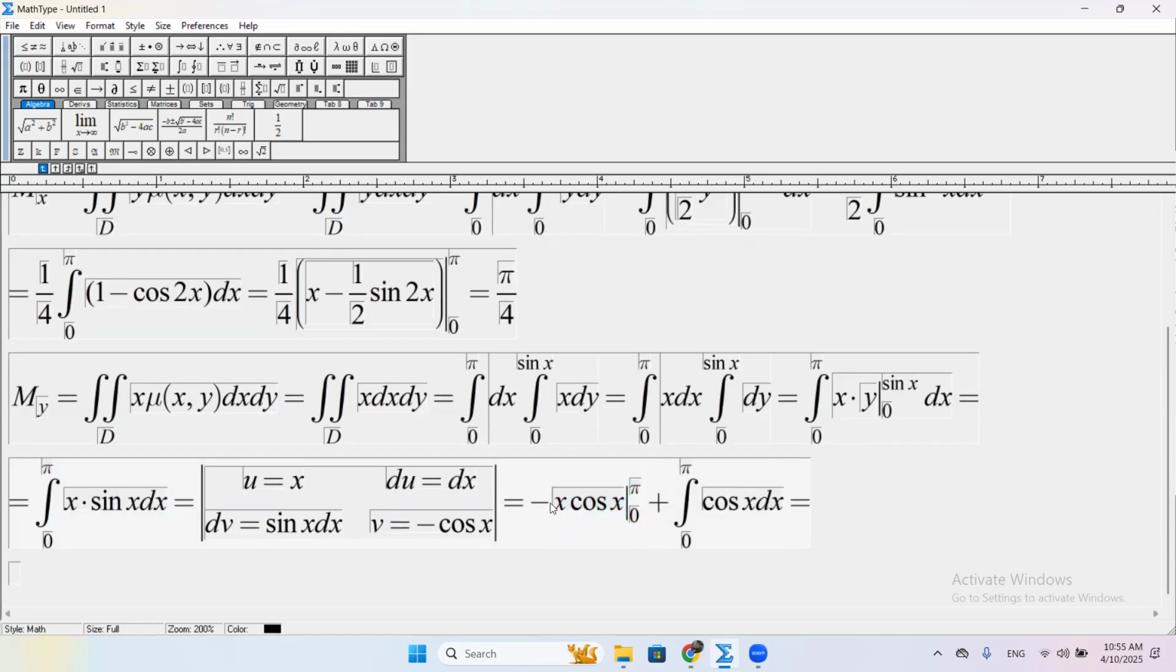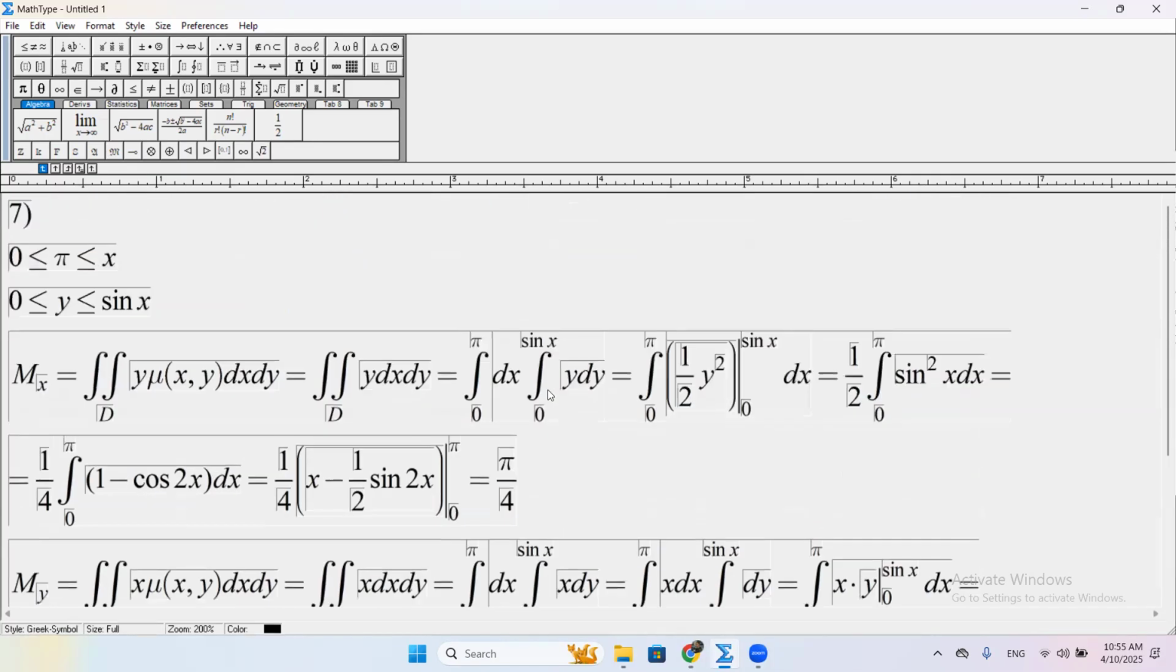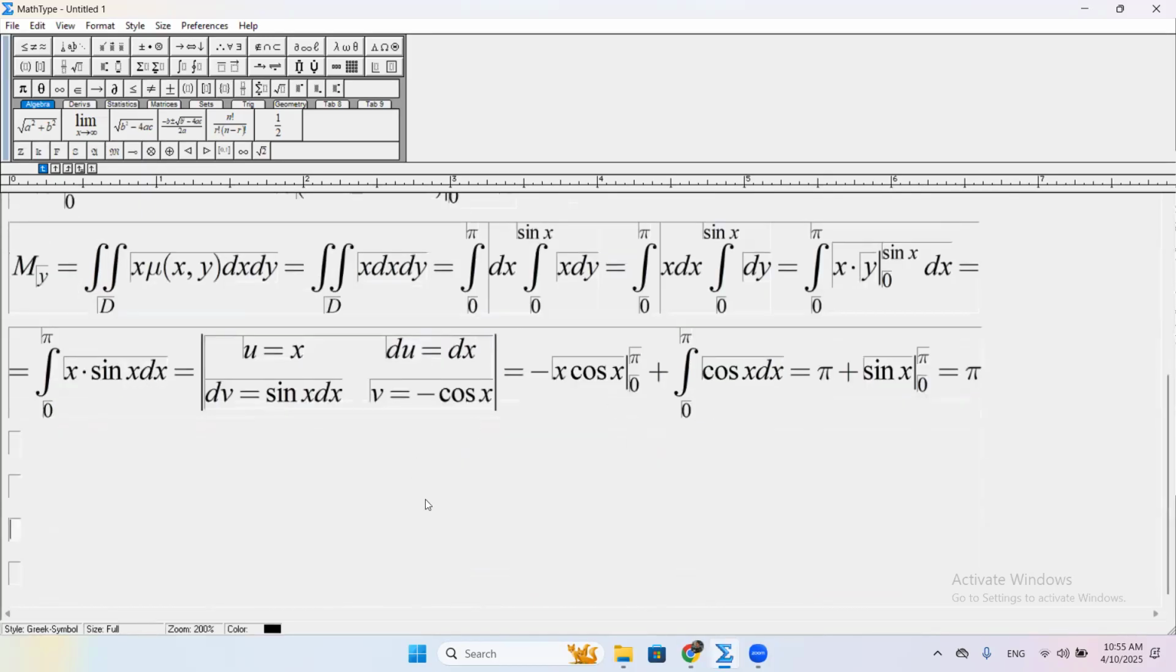So let's calculate this. So minus pi by cosine of pi. So it will be pi. So pi by -1 and by -1 here. So pi, and if I substitute 0, it will be 0. So pi and plus sine of x with the substitutions from 0 to pi that actually equals 0. So the final answer is pi here for static moments. So static moments are found.